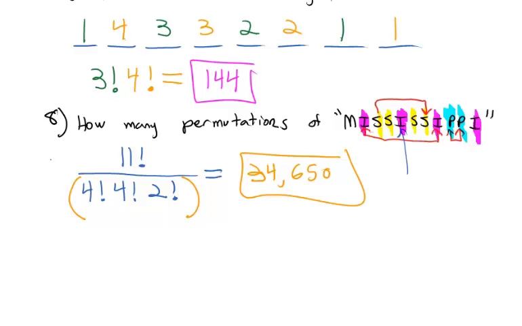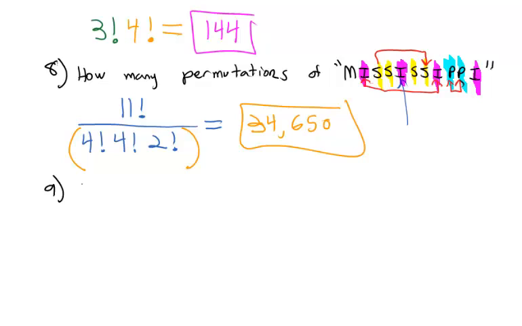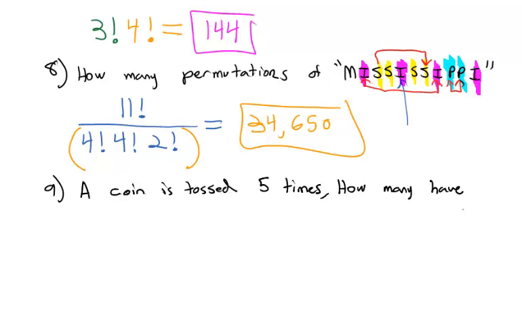This is similar, that was number 8, this is similar to if I wanted to toss a coin 5 times. This is where we start setting up the probability that we're going to see tomorrow. A coin is tossed five times. How many have 3 heads and 2 tails?